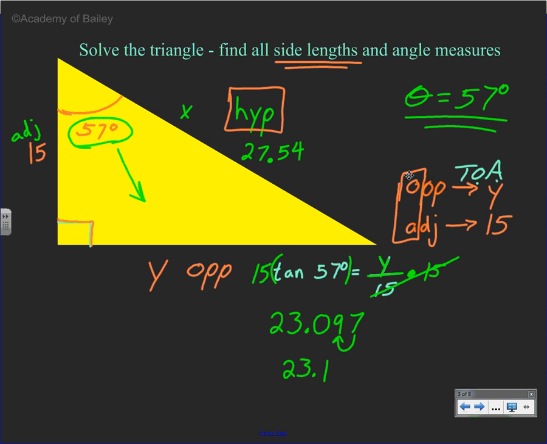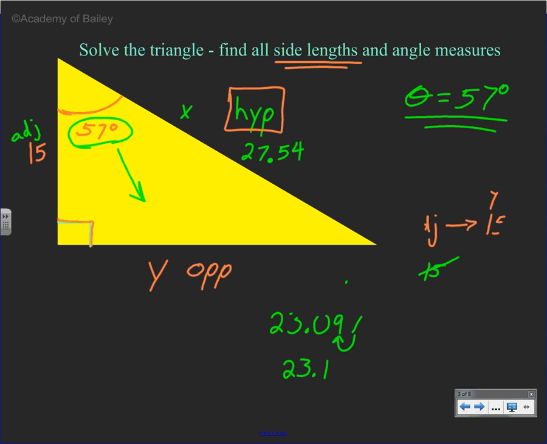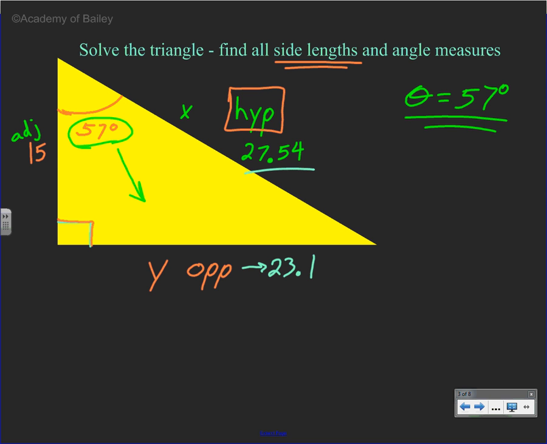I'm going to go ahead and erase that work. If you need to pause the video to write it down. So the opposite is 23.1. So we know the hypotenuse, we know the opposite leg, we know the adjacent leg, so we have all the sides of the triangle.